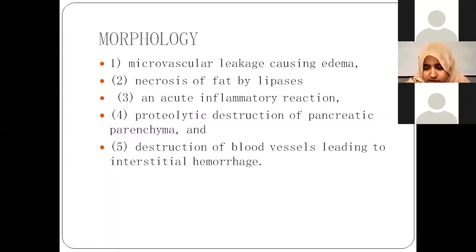अच्छा, we'll discuss the morphology. Morphology में आप वही याद रखें कि there is microvascular leakage causing edema. All signs symptoms of the inflammation आएंगे with necrosis. You read in the first slide there is edema, fat necrosis, and hemorrhagic parenchymal damage or necrosis. So this is what is happening when you see the morphology. There is edema, there is necrosis of the fat by lipases, acute inflammatory reactions, proteolytic destruction of the pancreatic parenchyma and destruction of the blood vessels.